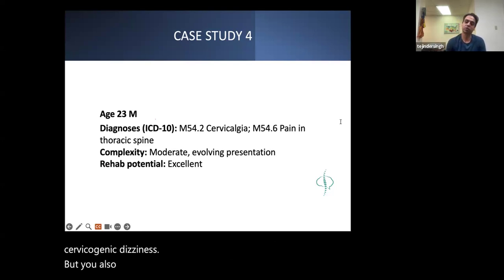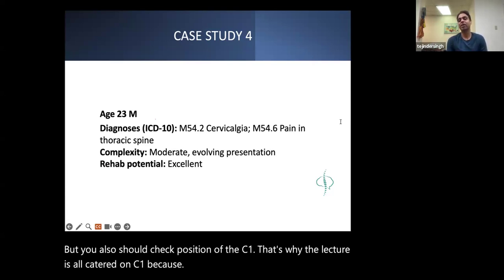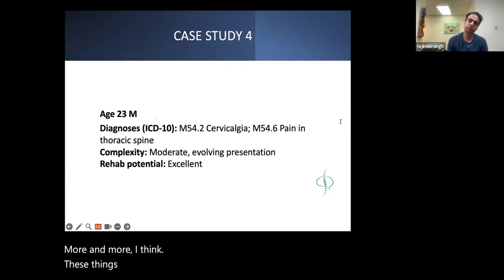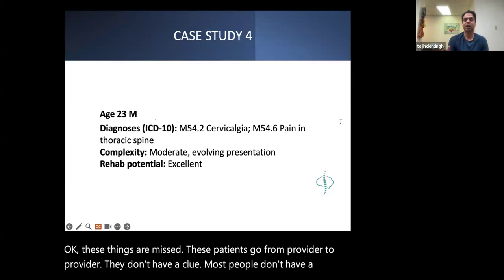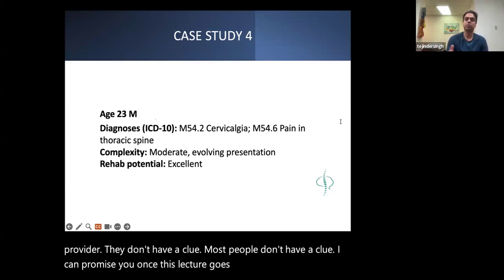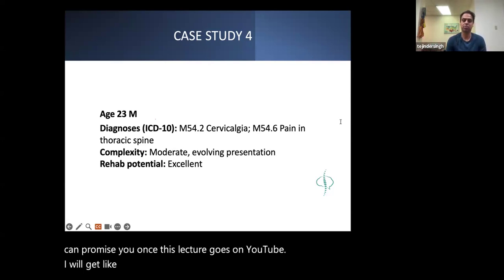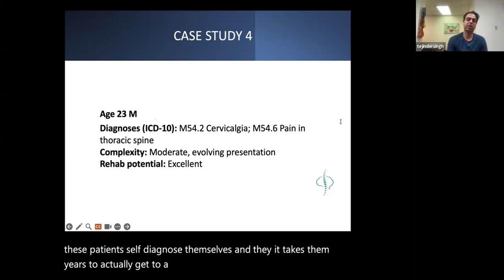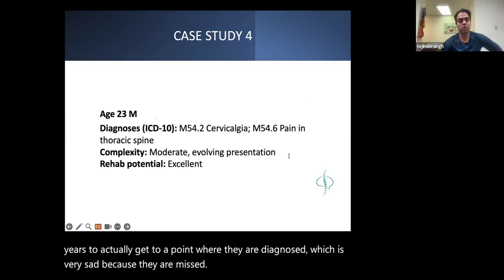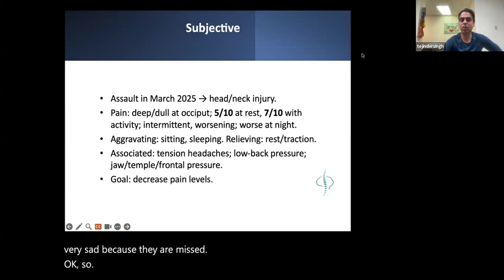But you also should check the position of C1, and that's why the lecture is all catered on C1, because more and more, I think these things are missed. These patients go from provider to provider. Most people don't have a clue. I can promise you, once this lecture goes on YouTube, I will get patients who are suffering from this, because most of these patients self-diagnose, and it takes them years to actually get diagnosed. Which is very sad because they're missed.